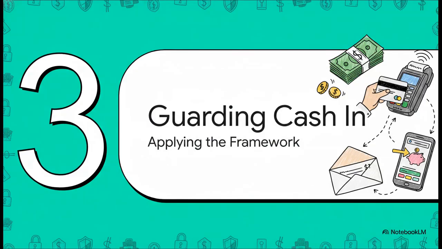All right, enough theory. Let's get practical. We're going to start by taking our 5 principles and applying them to cash receipts. And that's just a fancy way of saying all the money that's coming into the business, whether that's from a customer paying at a counter, a check that arrived in the mail, or an electronic transfer.